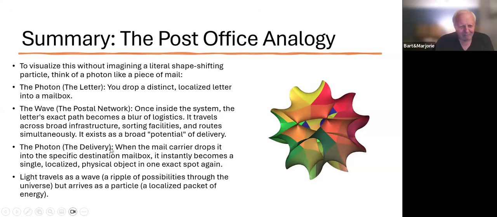And then the photon, upon delivery, when the mail carrier drops it into the specific destination mailbox, it instantly becomes a single localized physical object in one spot again. So light travels as a wave, ripple of possibilities through the universe, but arrives as a particle, a localized packet of energy. So there you have it, our current thinking of what's going on.